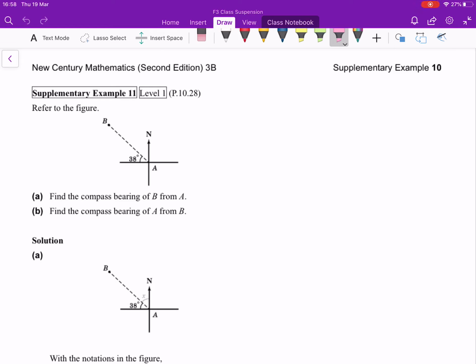Hello F3 students, in this video I will generally talk about the concept of bearings, and also introduce two simple examples, level 1 examples of bearings, and give you some homework.